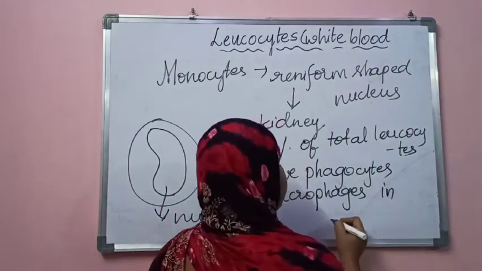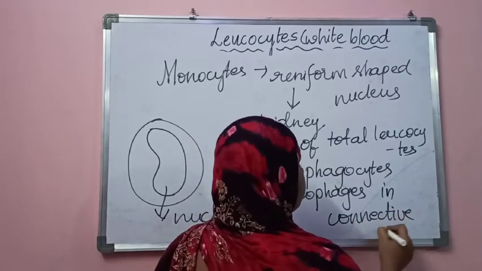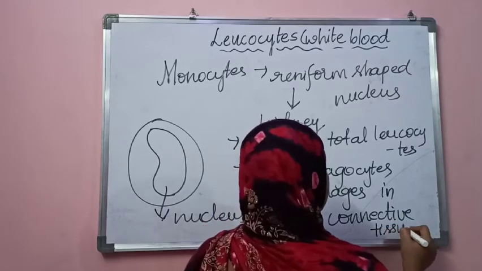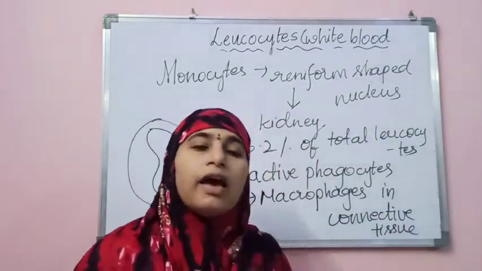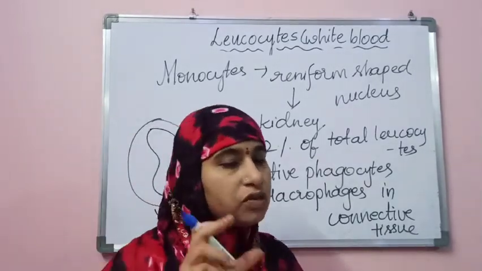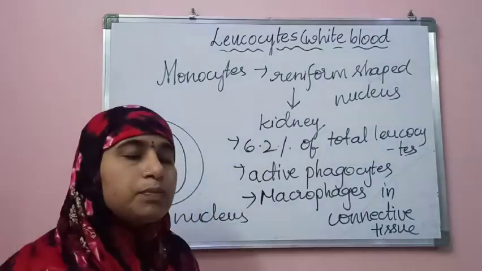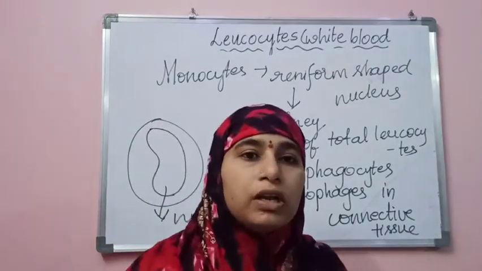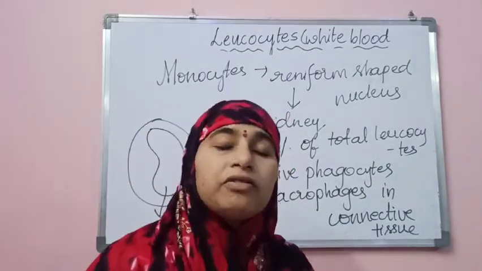Macrophages in connective tissue. They act as macrophages in the connective tissue. So this is about the monocyte. The first point is that monocytes come under the agranulocytes, and the monocytes have a kidney-shaped nucleus. That is called the reniform-shaped nucleus, and 6.2% of the total number of leukocytes are occupied by these monocytes.